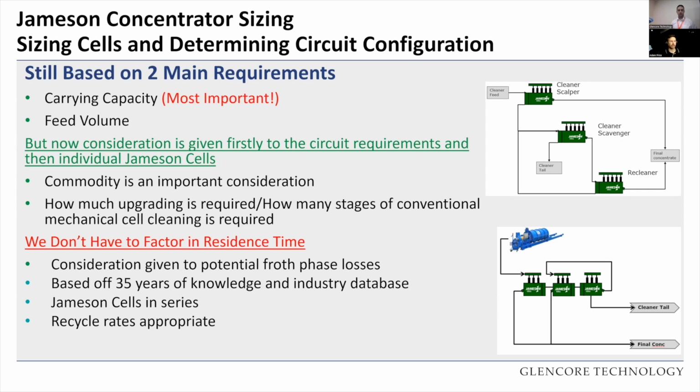As I said, generally we like to have, if we're having multiple Jameson cells in circuit, to have them in series, if possible, rather than in parallel. You get, I suppose, better selectivity of retreatment of tails by having series rather than parallel. And recycle rates are still appropriate in terms of trying to have the right amount of recycle for specific duties. Once again, always basing it on maximum or design scenarios.